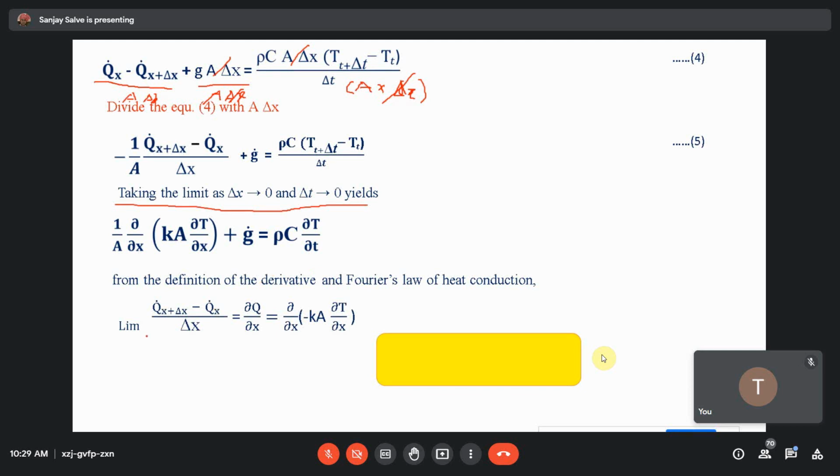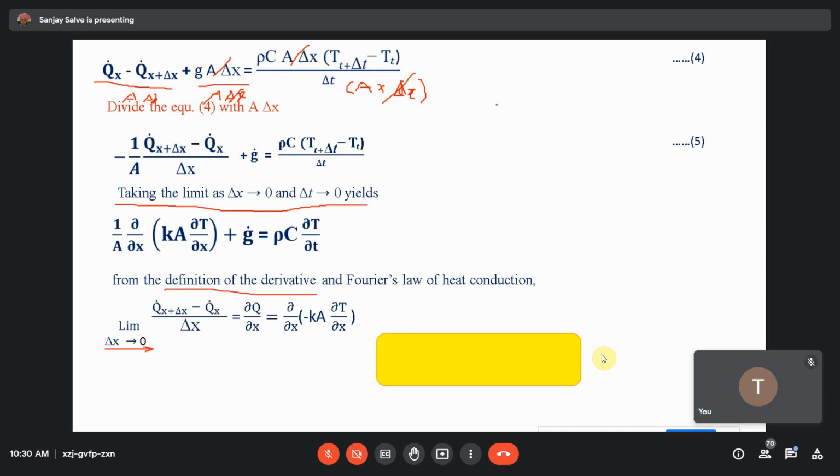limit delta x tends to 0, in that case q dot x plus del x minus q dot x upon del x is equal to dabba q by dabba x, because of the definition of the derivative, which is a mathematical formula. So q dot x plus del x minus q dot x upon del x is equal to dabba q by dabba x.